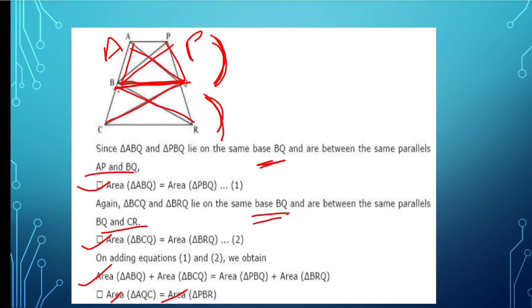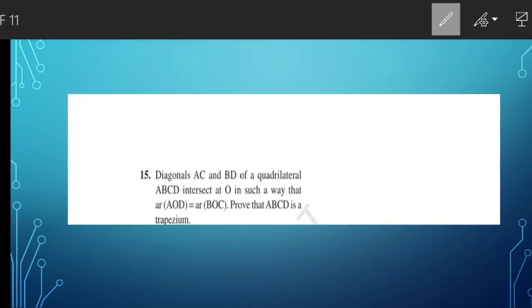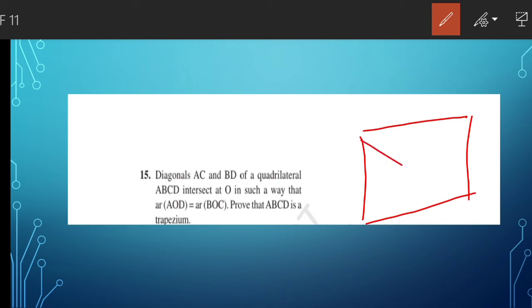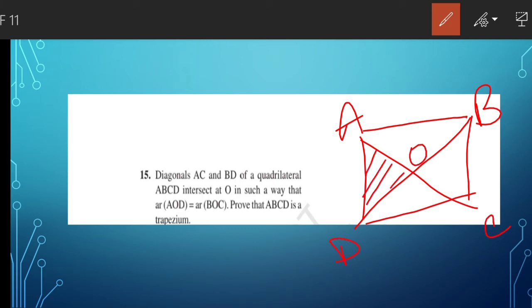So our sum number 14 is proved. Now sum number 15. Here the diagonals AC and BD of a quadrilateral ABCD intersect at O in such a way that, so we have a quadrilateral like this, A, B, C, D, intersecting at O, so that the areas of AOD and BOC are equal. We have to show that this quadrilateral is nothing but a trapezium.